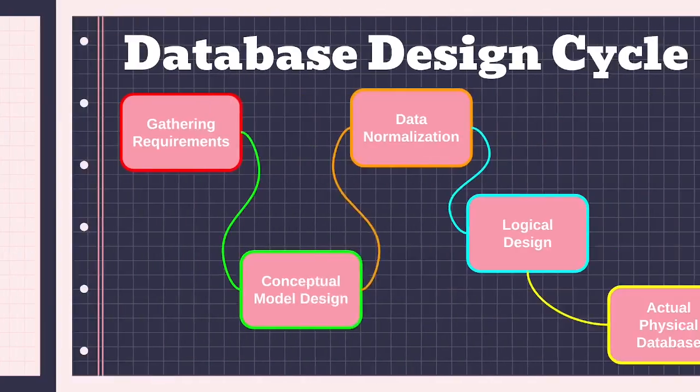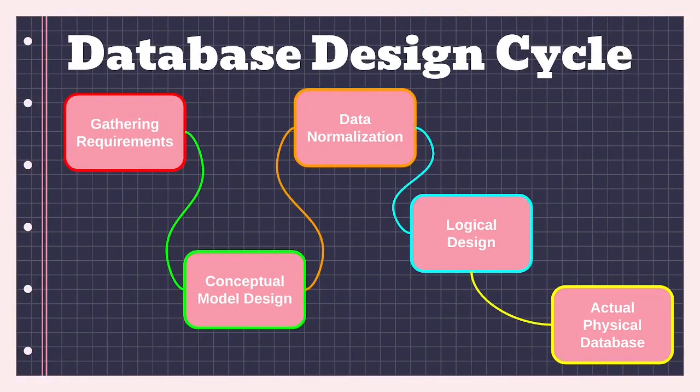The first thing we're going to be looking at in database design is the database design cycle, the different stages you go through in order to design a database. There are mainly five different stages in the database design cycle. The first one is gathering of the requirements, and then you move into conceptual model design, data normalization, logical design, and finally the actual physical database.